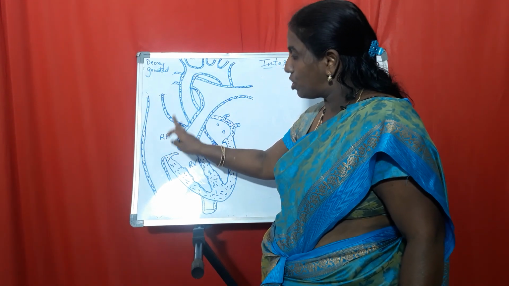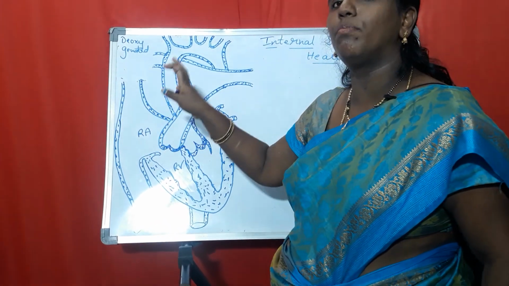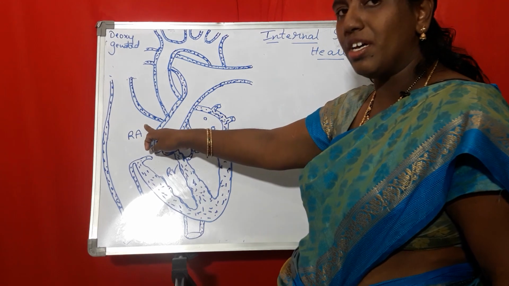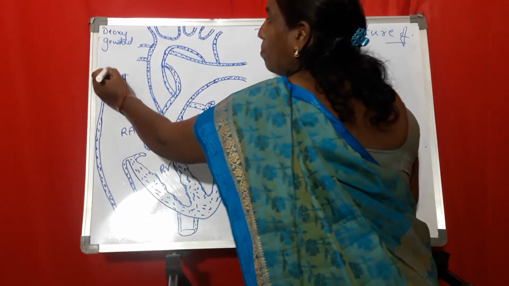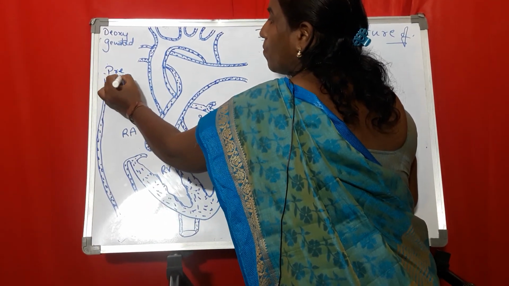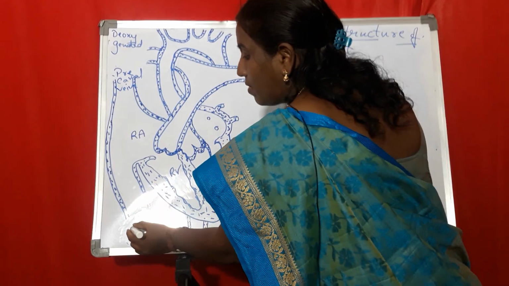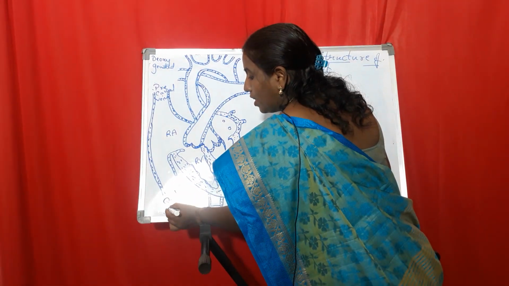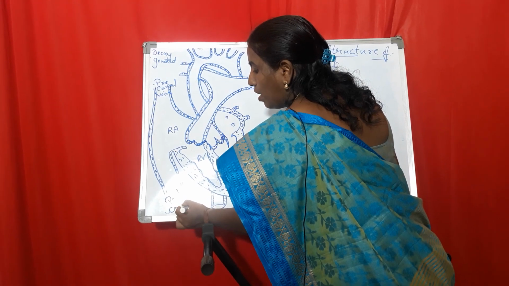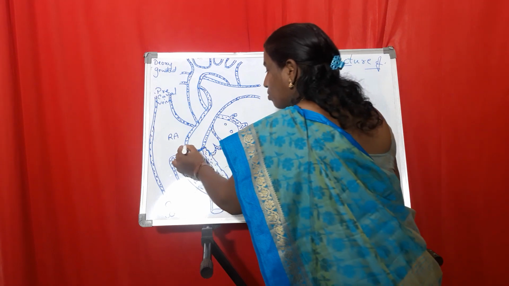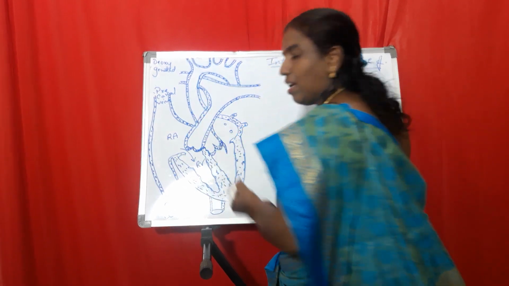Blood comes to the right auricle from all the body parts, right from the superior vena cava or precaval vein. We learnt it in our previous class, and this is from the lower parts of the body, that is postcaval vein. From the right auricle, blood enters into the right ventricle.